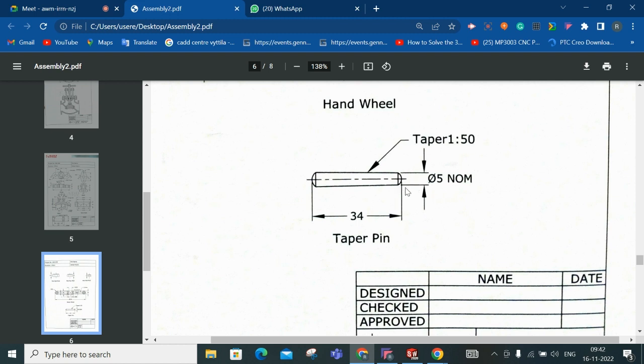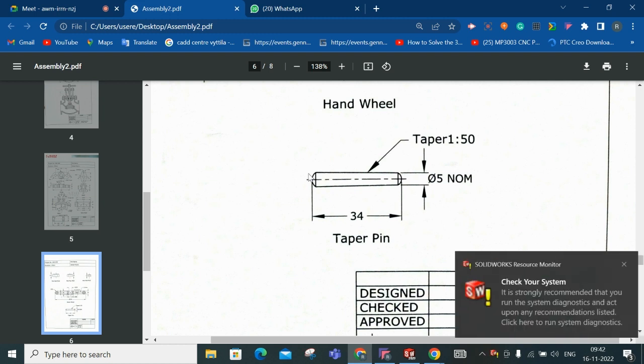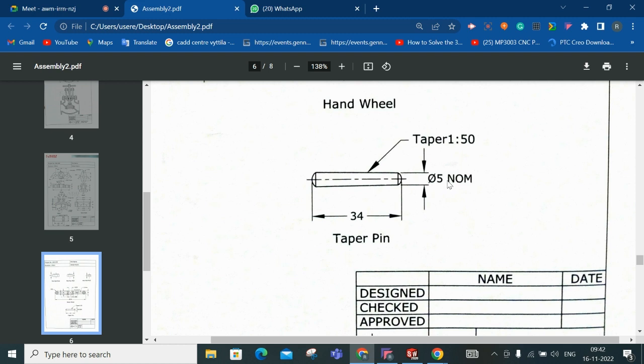That means if the length here is 5, then when the length is extended till 50, the dia should become 6. That is the idea behind this 1 is to 50. Okay.